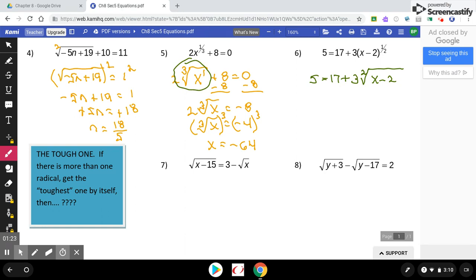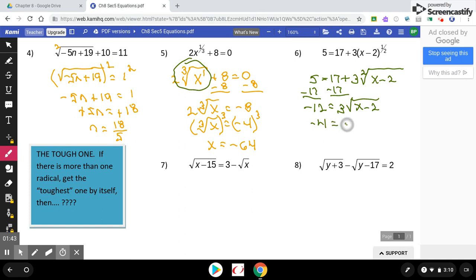So normally when we solve an equation, we get rid of pluses and minuses first. So the first guy I'm going to get rid of is that 17. So I get negative 12, equals 3 square root of x minus 2. Now I can divide by 3.